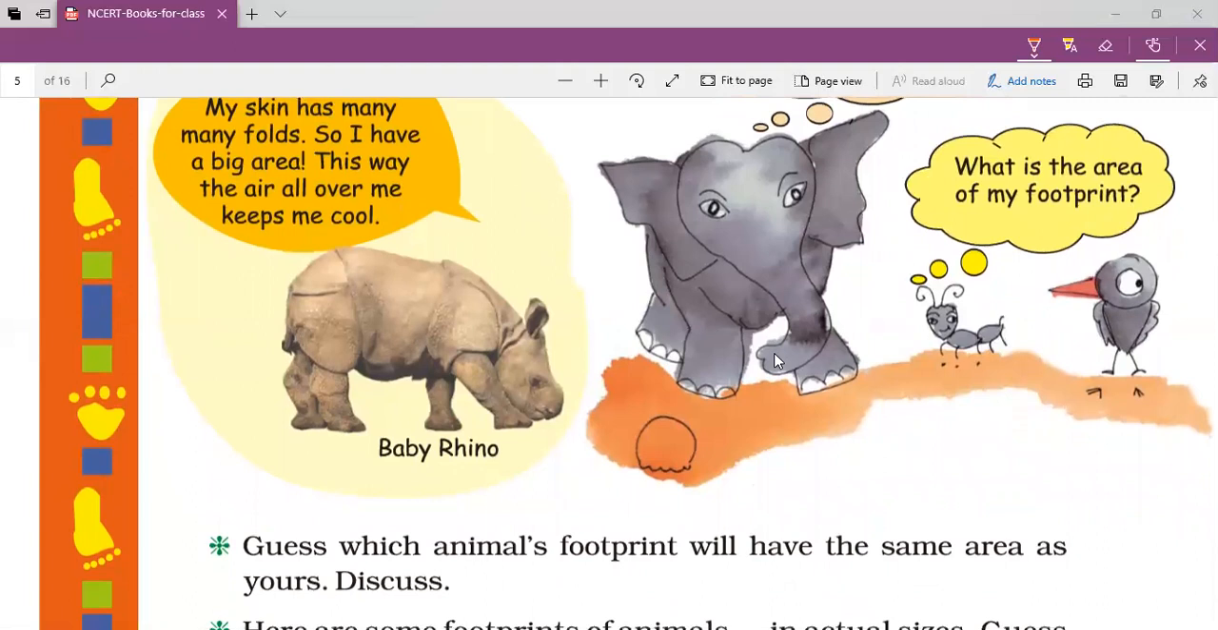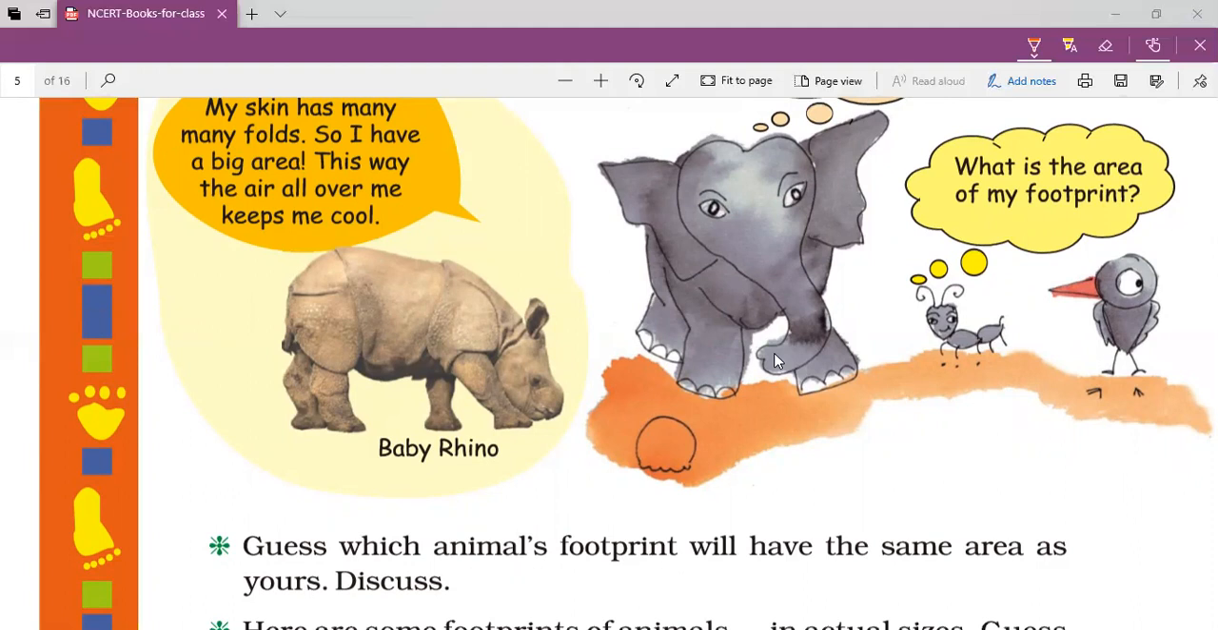Guess which animal footprint will have the same area as yours. We know that as human beings we all have different footprint areas. A baby covers less area than a toddler, and a toddler covers less area than a younger person; the older covers more area as compared to you. So what they asked is, which animal's footprint has the same area as your footprint? Which animals can you tell me?